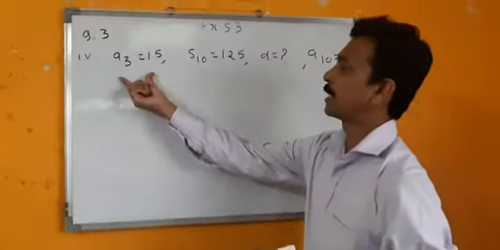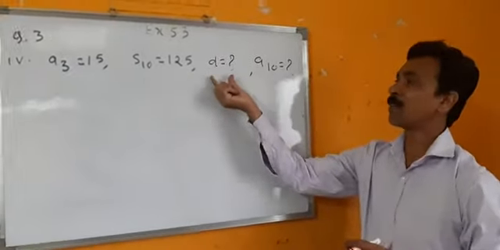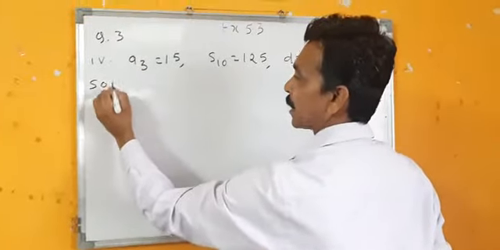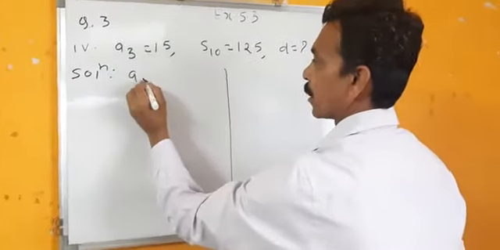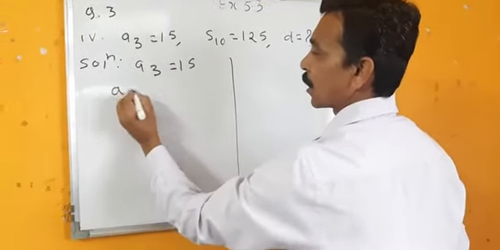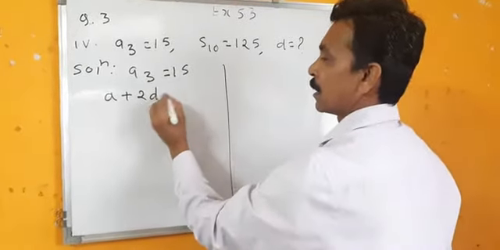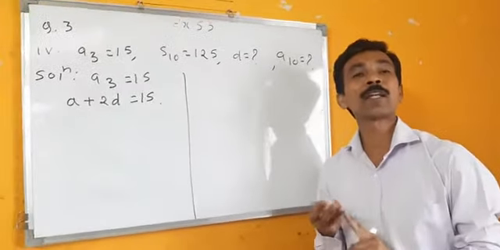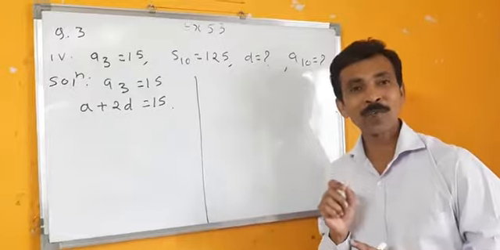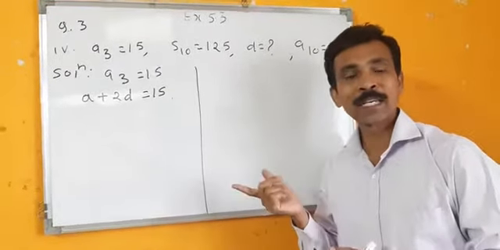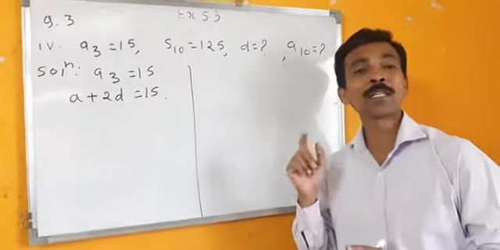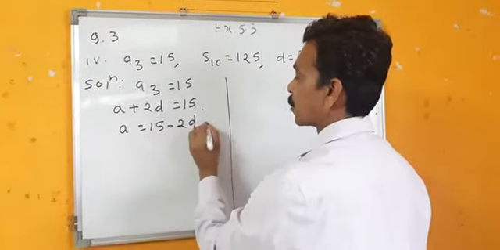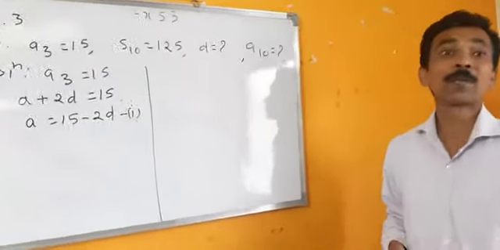Fourth sum. A3 is equal to 15, S10 is equal to 125. We have to find D and A10. So I'll use this part A3. A3 is equal to 15. A3 means what? A plus 2D is equal to 15. But if you look at this sum, we don't have the value of A, we don't have the value of D. Whenever we don't have the value of A and D, then in most of the cases, either you express in the terms of A or in the terms of D. I'll express in terms of A. It becomes A is equal to 15 minus 2D. Equation number 1.